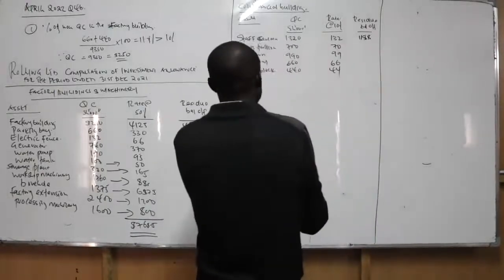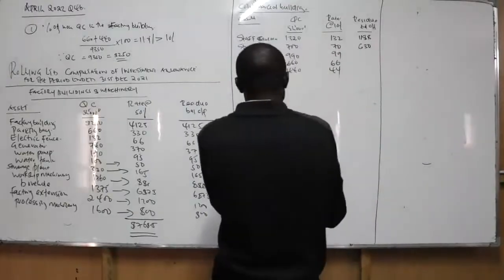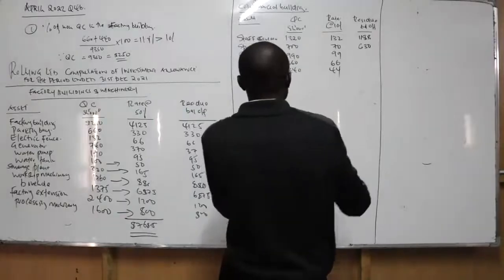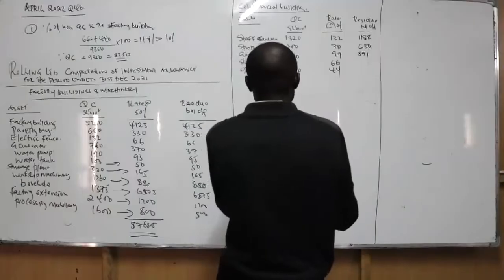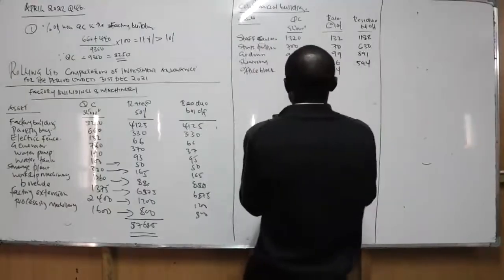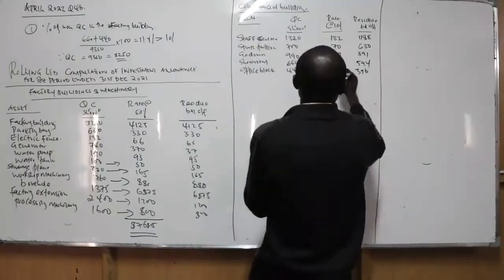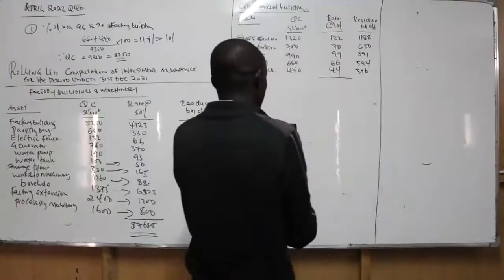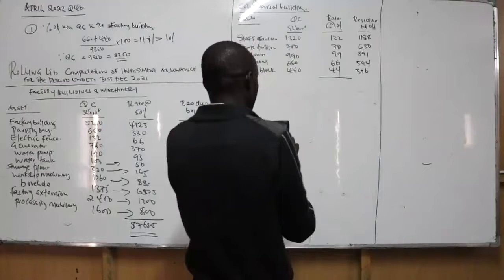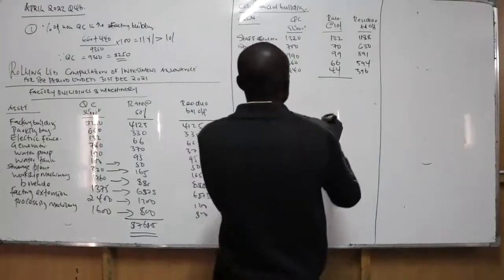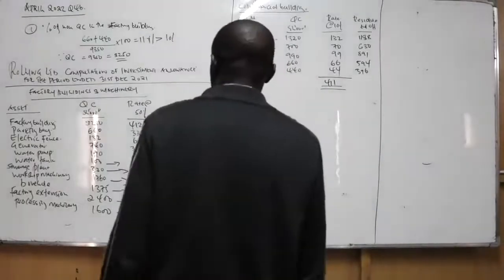Then we have 700 minus 70. This one will be 630. Then we have 990 minus 99. This one will be 891. Then we have 660 minus 66, 594. 440 minus 44. This one will be 396. So what we are going to claim is 132 plus 70 plus 99 plus 66 plus 44. So we're going to claim 411 under commercial building.